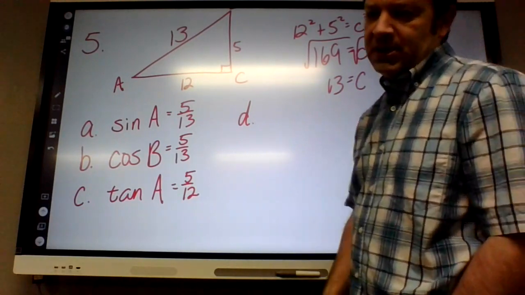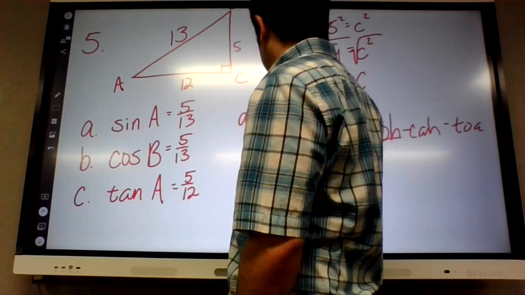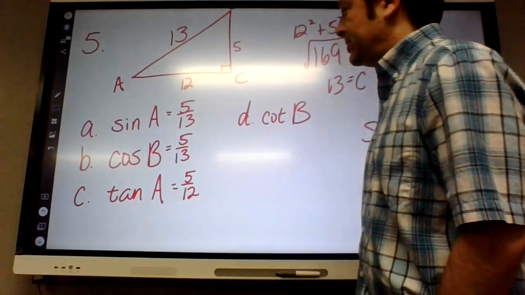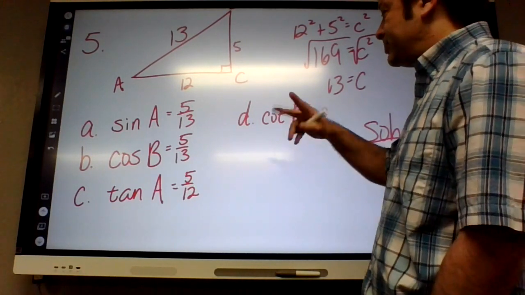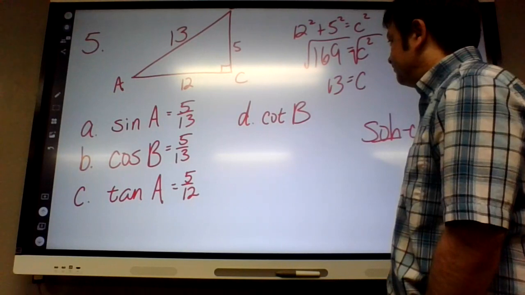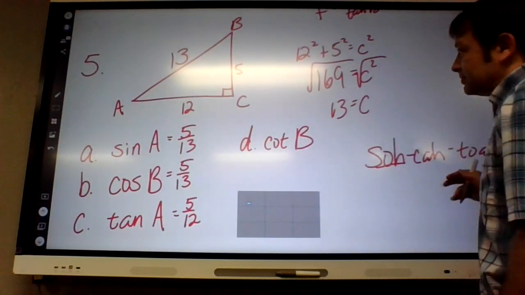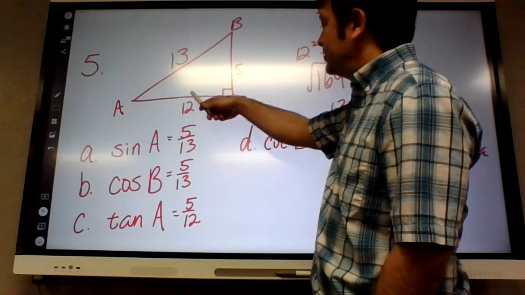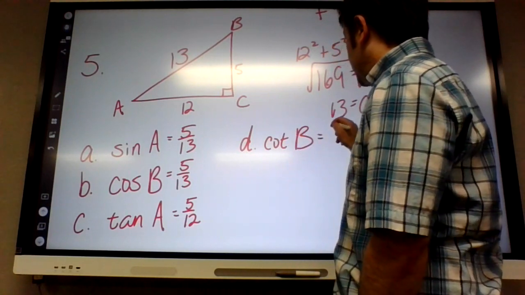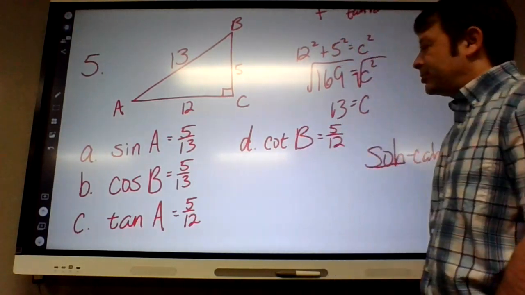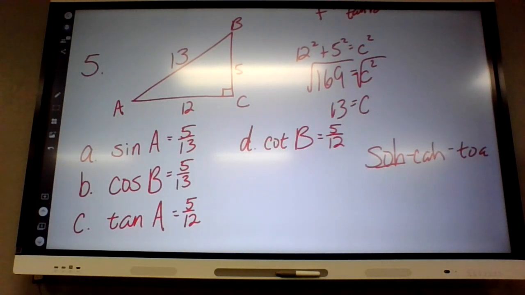12. Okay, D says cotangent of B. So how would we find cotangent then? We haven't talked about that today. You flip it upside down. They're reciprocals of each other. Tangent of B would be opposite over adjacent, so 12 over 5. Cotangent is the reciprocal of that, 5 over 12. Adjacent over opposite.